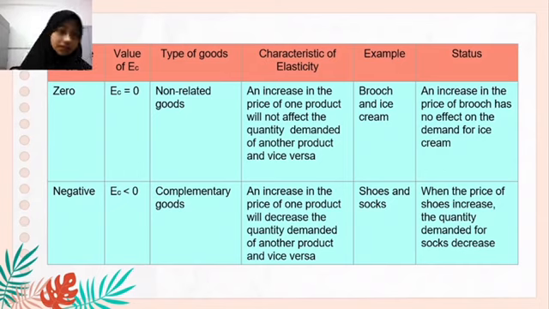Negative degree of EC, EC less than 0. The type of goods is complementary goods. The characteristic of elasticity is that an increase in the price of one product will decrease the quantity demanded of another product and vice versa. An example of goods is shoes and soap. When the price of shoes increases, the quantity demanded for soap decreases.